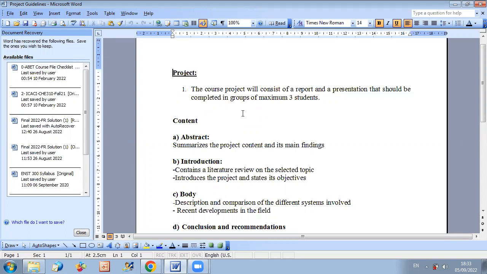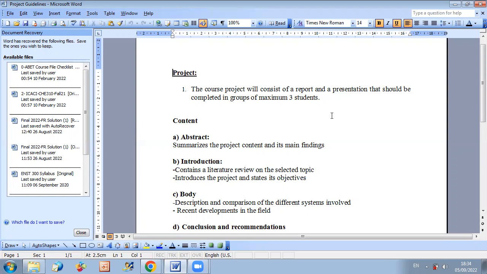So I am open to all possible ideas. You can do whatever you want and try to have a certain contribution, because this will make your project more original. So in the abstract, you will summarize the project content and its main findings. And after this, in the introduction, you will first expose your literature review. So once you have some readings, you download several articles, you can see what are the main ideas covered in literature. So this is what we call literature review.